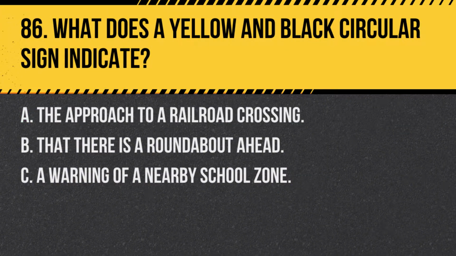Question 86. What does a yellow and black circular sign indicate? A. The approach to a railroad crossing. B. That there is a roundabout ahead. C. A warning of a nearby school zone.